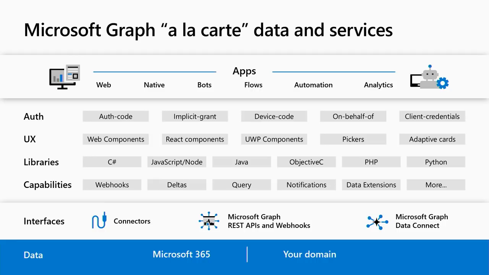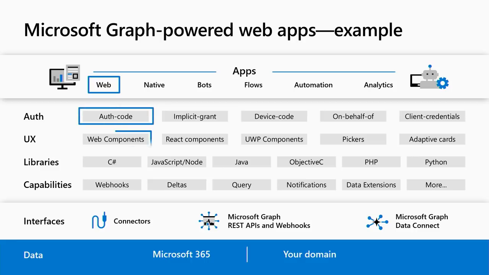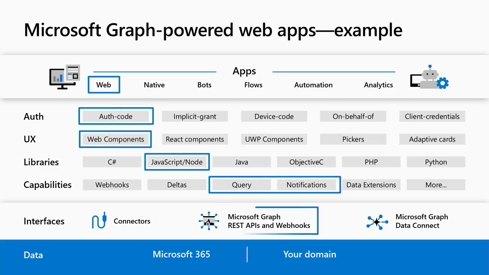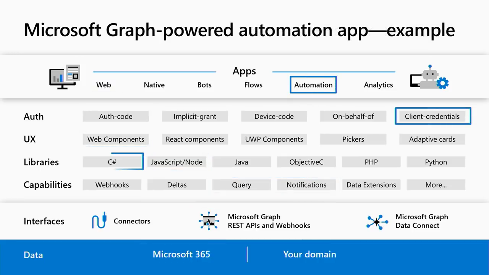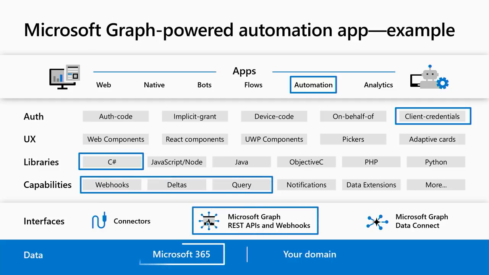So if you're building, for example, a web application, you'll select auth code flow to get an interactive sign-in from your users. You will most likely use our web components that we've announced today in preview as part of the Microsoft Graph Toolkit. You will most likely be developing in JavaScript or Node, and then use the API for interacting with the data. On the other hand, for example, if you're building an automation application or a background process, in this case, you're building a non-interactive app, and a client credential flow from an authentication perspective makes more sense. And you'll probably be building that in C# using some other capabilities.